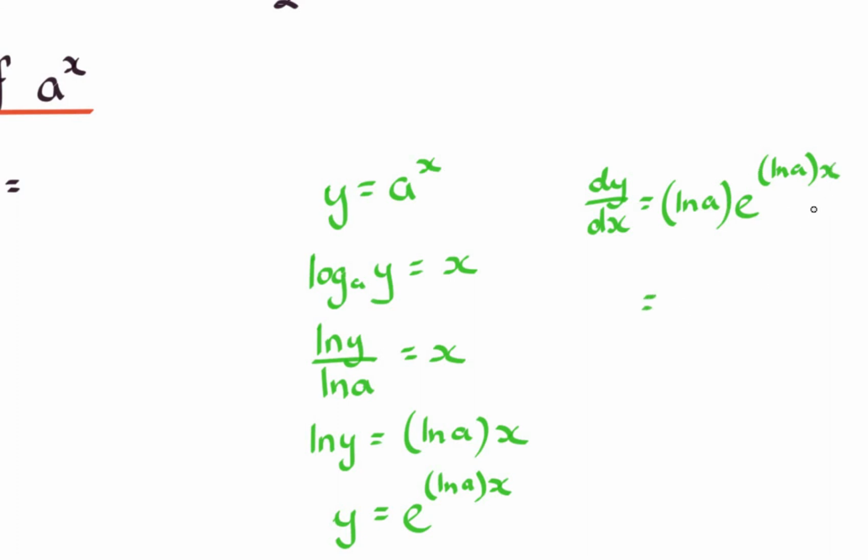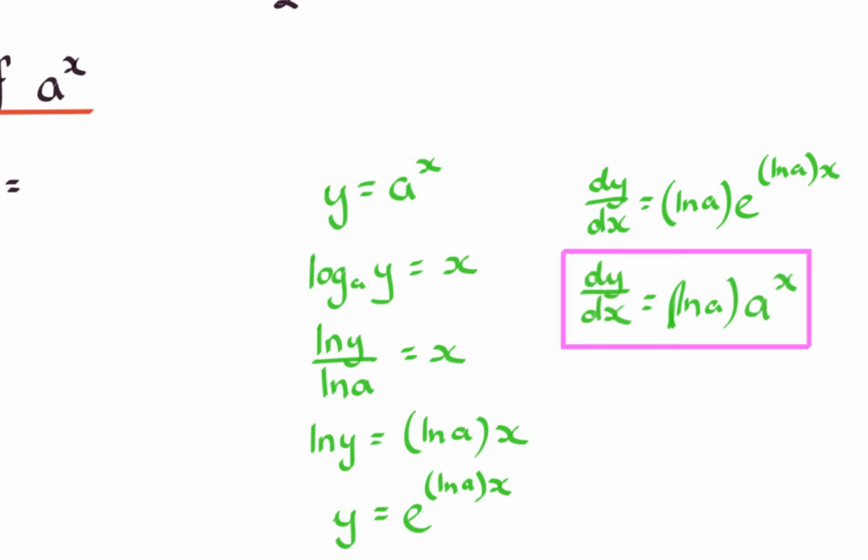However, just to make things look a little bit nicer, notice that this bit here, e to the power of ln a x, this is just y. Right, so this bit here, that's y. But y is a to the x. So let's replace what's in this circle with a to the power of x. And so the derivative dy/dx is equal to ln a, just a constant, multiplied by a to the x.